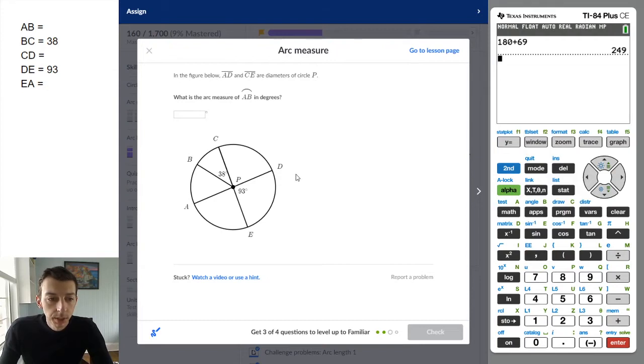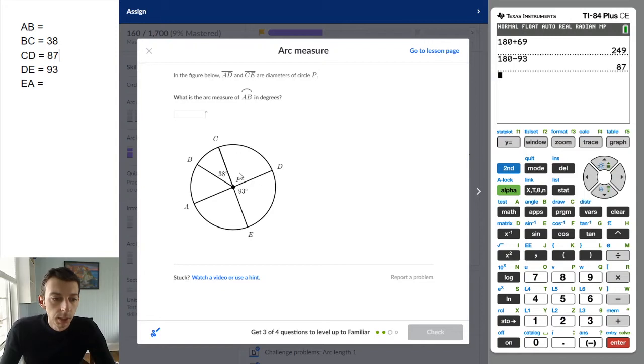Now, in terms of my other angles, it looks like CPE right here, this segment that goes through the center of the circle, is a diameter. So that means that this is half the circle. So I should be able to know that this is 180 minus 93 gets me my angle right here. So if I do 180 minus 93, I have 87. So that means CD is going to be 87.